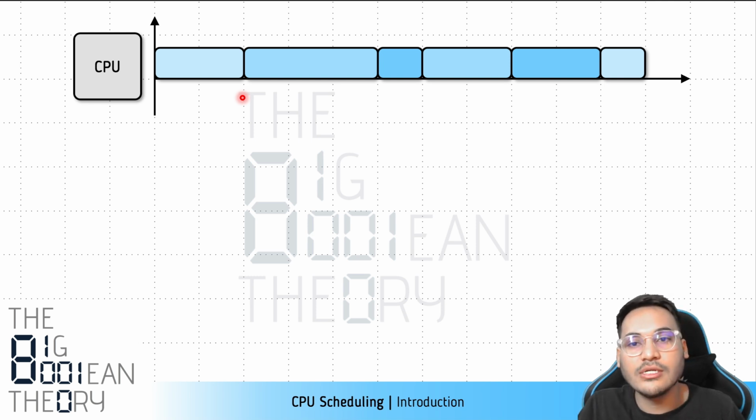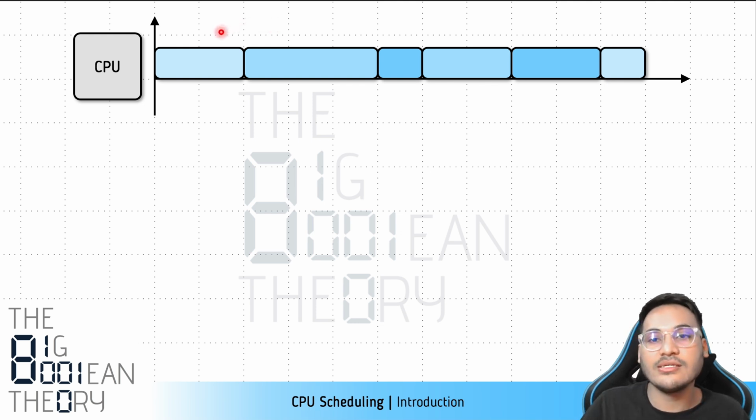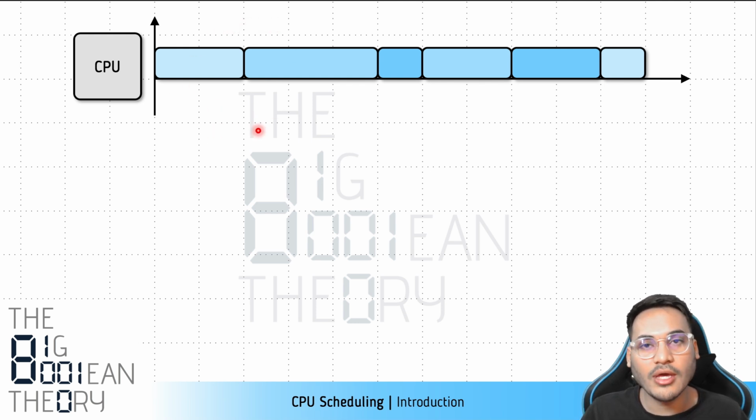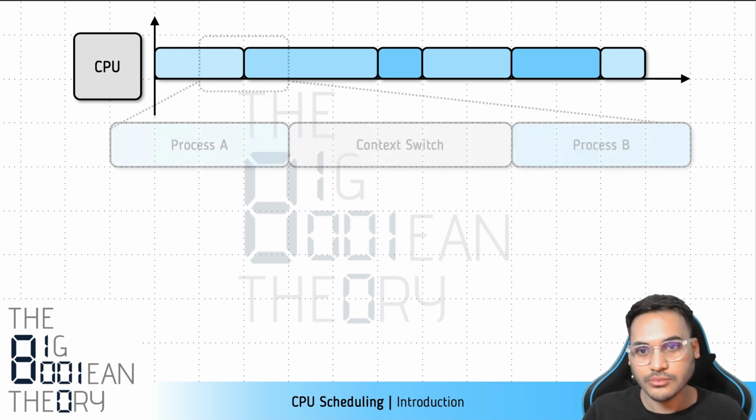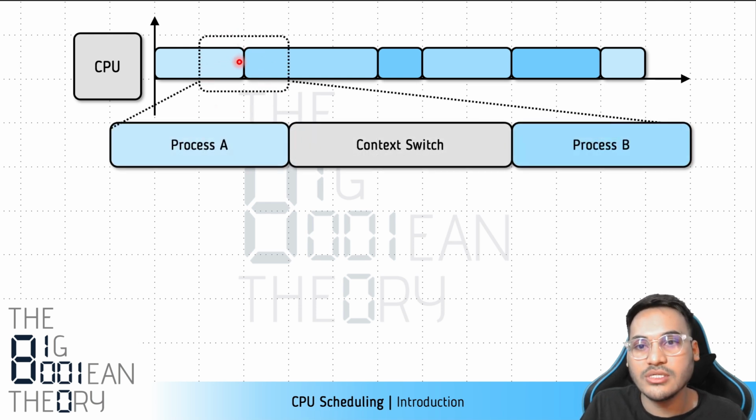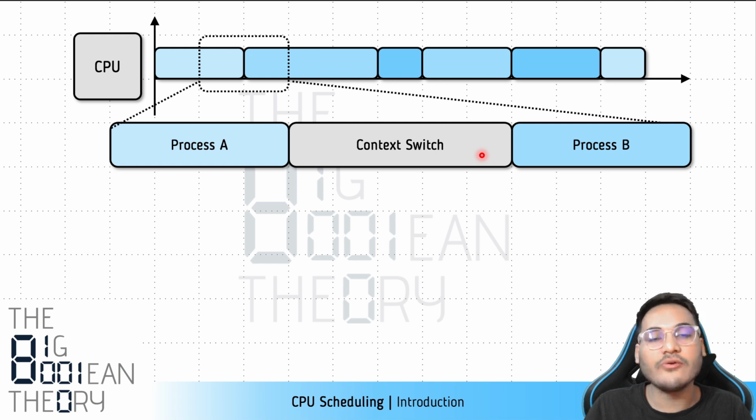Let's take a closer look at one such switch and see what all the things that are going on, and then we will understand what we need to have to make that switch happen. So let's focus on this first switch between processes. Let's take it as process A, and let's say this is process B. Let's zoom in. I have not shown that there is a small time between process A and process B that goes into context switching. So what is a context switch? As the name suggests, it is where we are switching. It is the time that is spent switching from one process to another.